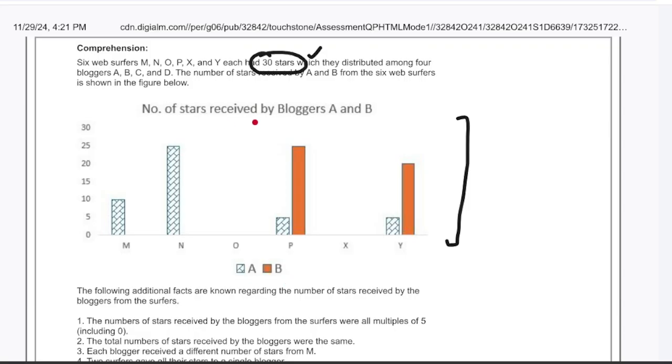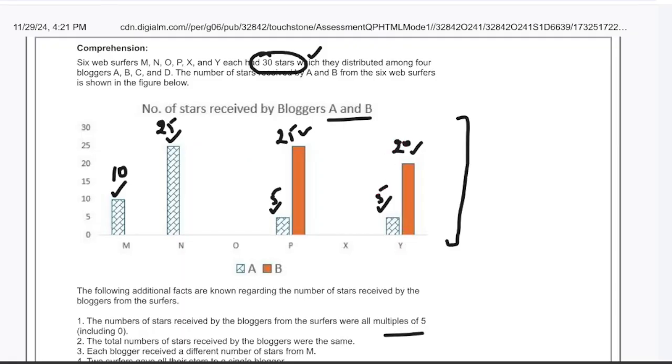Now the next information which we have, they talked about the number of stars received by bloggers A and B. So blogger A received from M, N, P, and Y, and blogger B received from P and Y. This information is given to us. Now, what are the numbers? Let's read some more instructions. The following additional facts are known regarding the number of stars received by bloggers from the surfer. The number of stars received by the bloggers will be all multiples of 5. That means this is 10, this is going to be 25, 5, 25, 5, and 20.